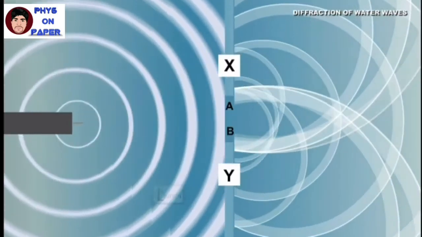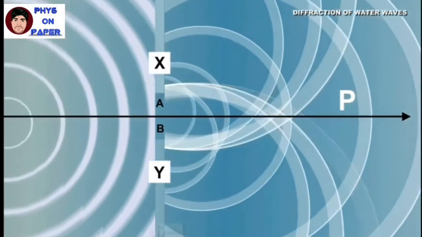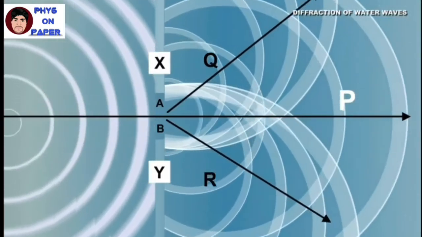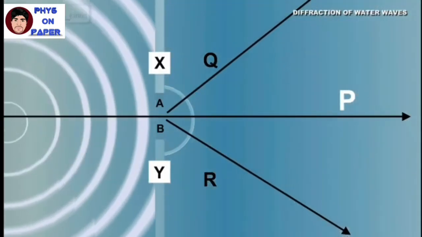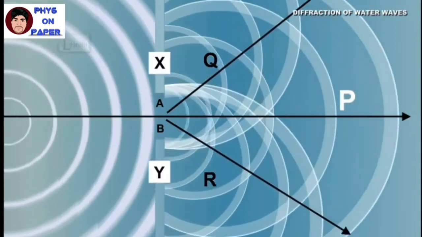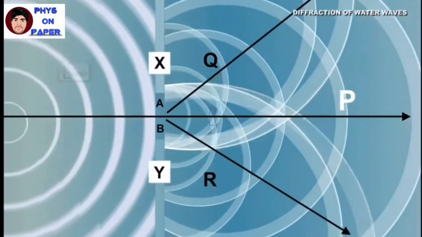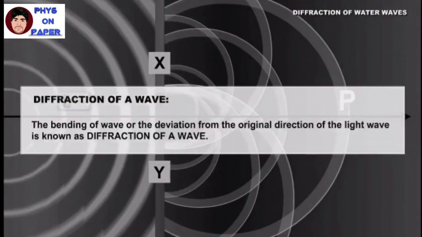The waves emerging from the aperture AB would deviate from the original path P and would travel in directions such as Q and R shown here. This deviation from the original direction and formation of a new circular wavefront is due to the bending of waves. So this phenomenon is known as diffraction. Let us once again look at the definition of diffraction. So what is diffraction of a wave?